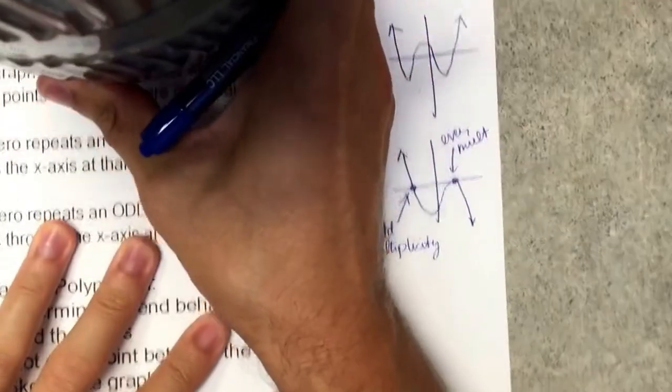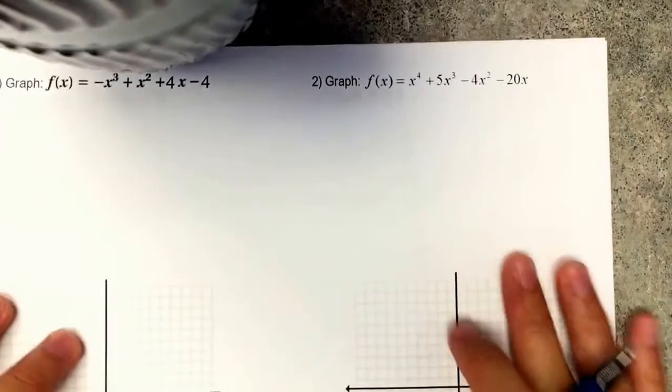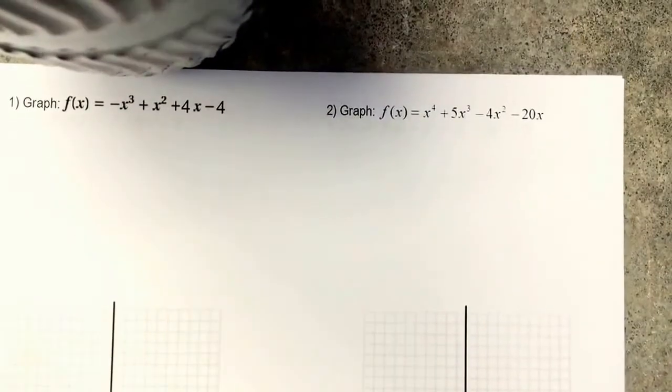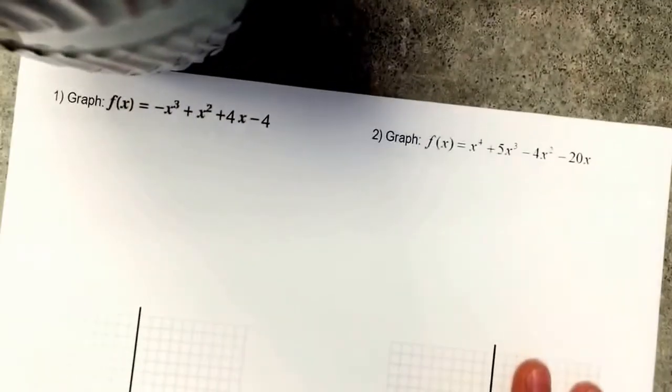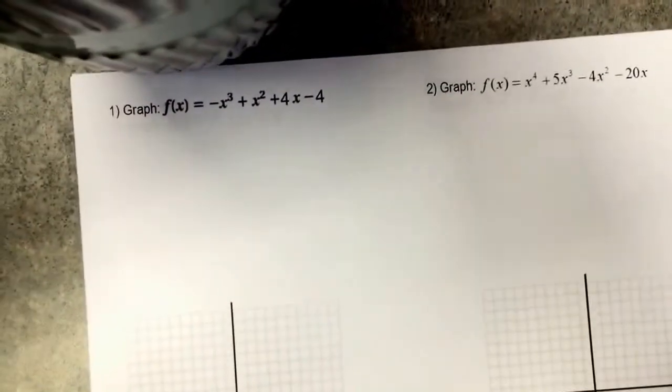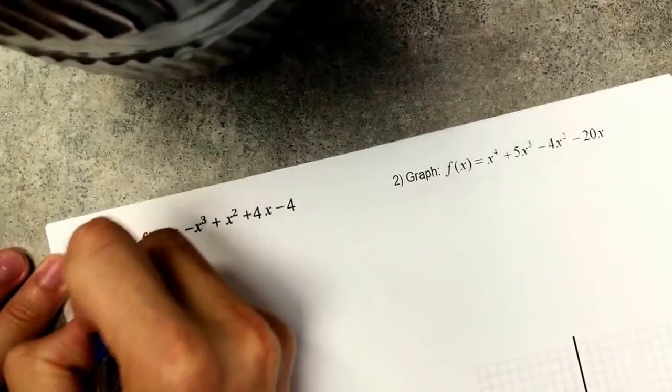So I've got a couple of problems that we're going to do together. So the first one looks like this. So take a second and write that down. And then we're going to talk about what happens. So the first thing that we're going to determine is what's the end behavior. So I'm going to label that as EB.